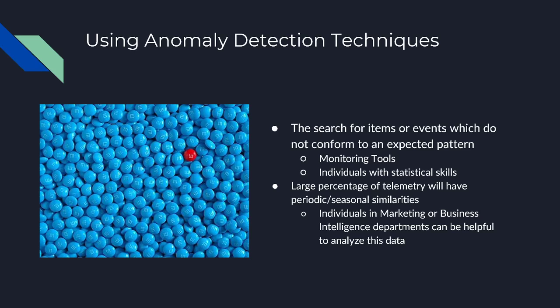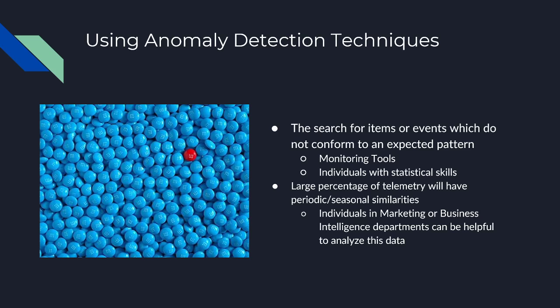Now, we're going to talk about anomaly detection, which is defined as the search for items or events which do not conform to an expected pattern. We can identify the anomalies through our monitoring tools, while we may require help from other people with statistical skills to help analyze the problem later on. It's believed that we can obtain better service quality with an active collaboration between operations and statistics.